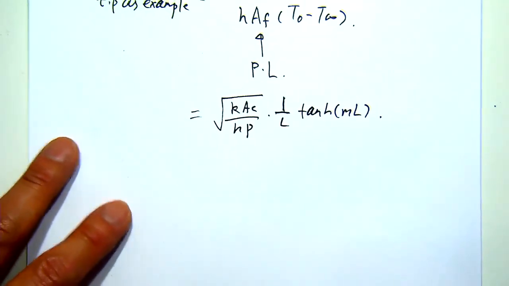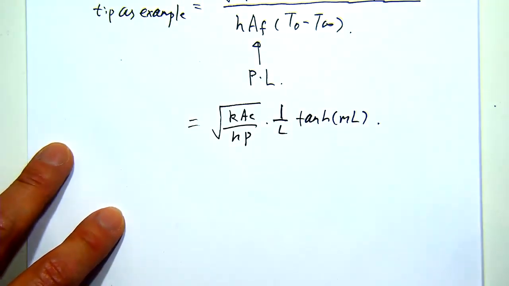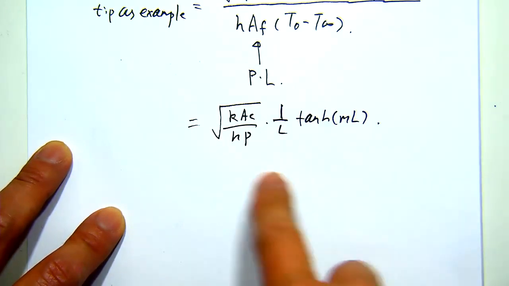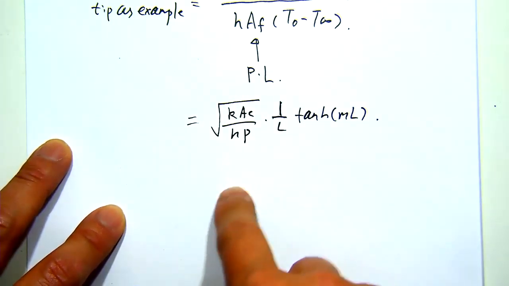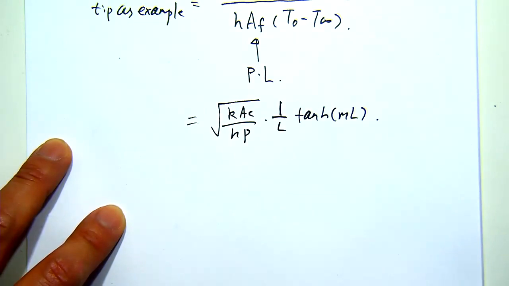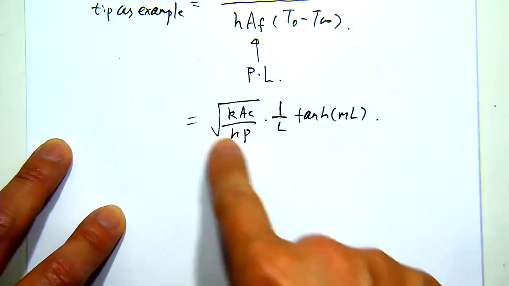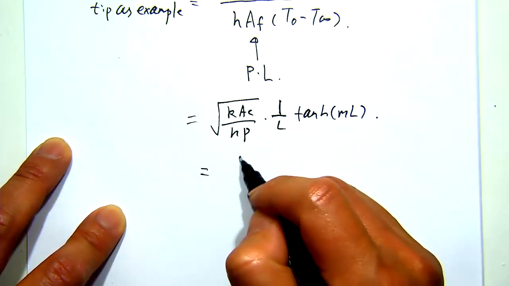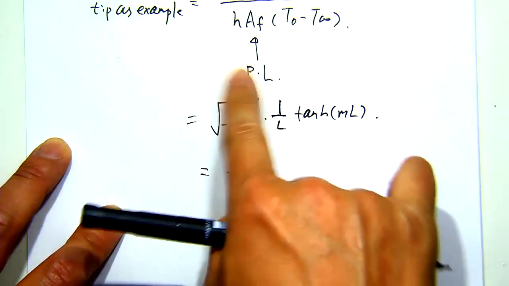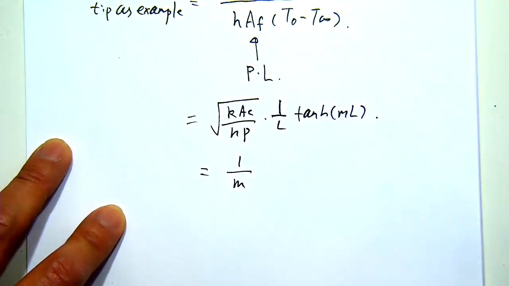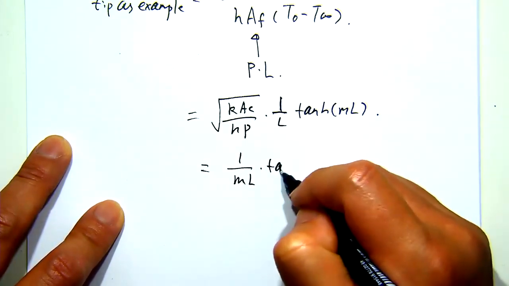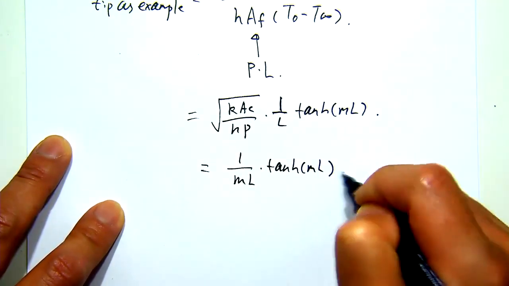All right. And then if you look at the notes we had last time when we solved that second order differential equation, we defined a parameter, lowercase m squared. And there you can find this term is equal to 1 over m, based on the definition we had there. And then we have the mL times the hyperbolic tangent of mL.